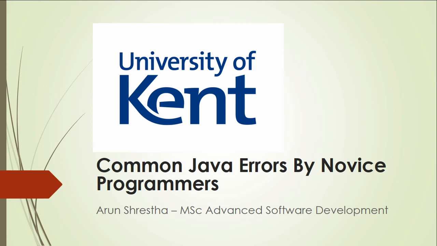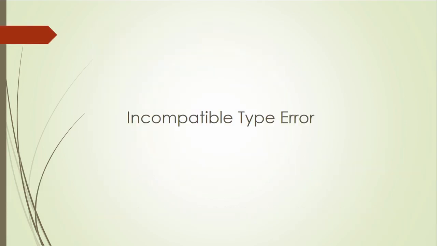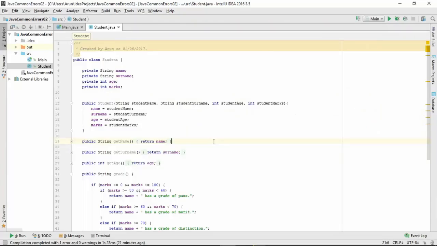Novice Java programmers make. In this video, I'll be talking about some incompatible type errors. Here we have a student class from our previous video. This class has 4 attributes: name, surname, age, and marks, along with a constructor and a few methods such as getName, getSurname, getAge, and grade. So for our first example, let's create a method that changes the value of marks.